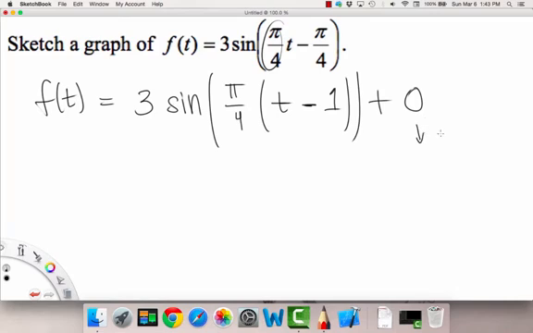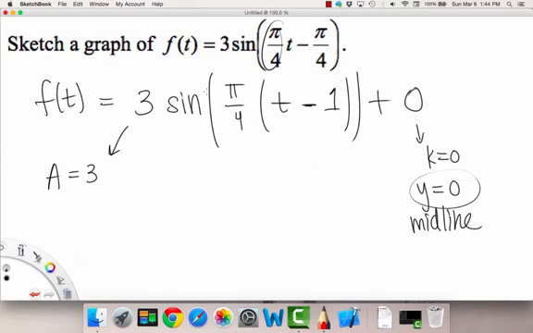So that tells us, first of all, let's label some things. k is equal to 0, which means that our midline, the equation for the horizontal line about which our sine function oscillates, is going to be y equals k, so y equals 0. The 3 out in front here is the coefficient of our sine, so that gives us the amplitude, which means we'll be oscillating up and down 3 from this y equals 0 midline. Let me label that as our midline.